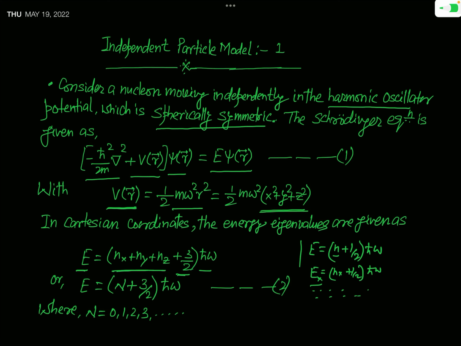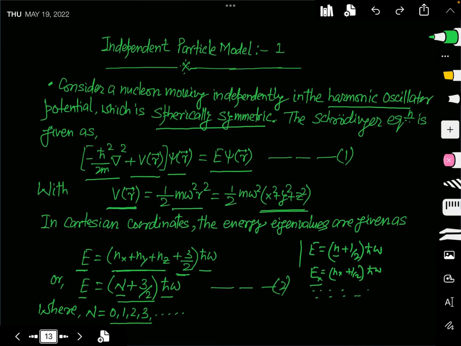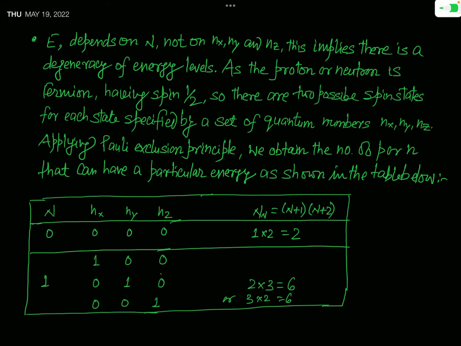Now, if you consider that the sum of these quantum numbers nx, ny and nz is equal to this capital N, then what will be E? E is written as N plus 3 over 2 times h bar omega. Actually, here this number N is called the total quantum number because this is the sum of the quantum numbers nx, ny and nz. And its values are integral values including 0, and these values are 0, 1, 2, 3 and so on. Okay. So this is the expression for energy eigenvalue in case of a three-dimensional harmonic oscillator.